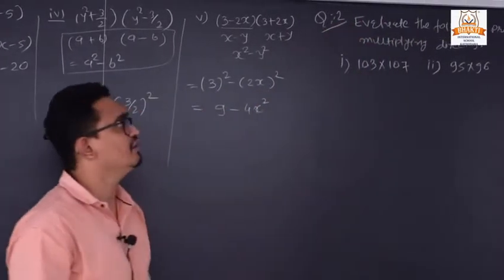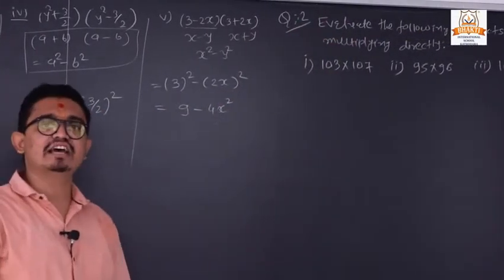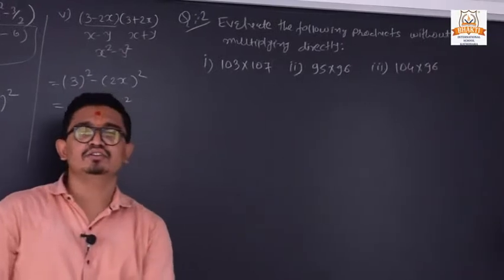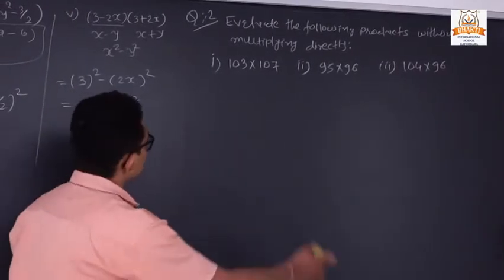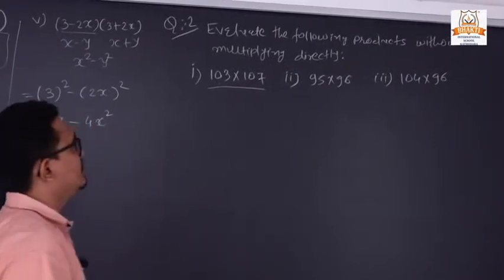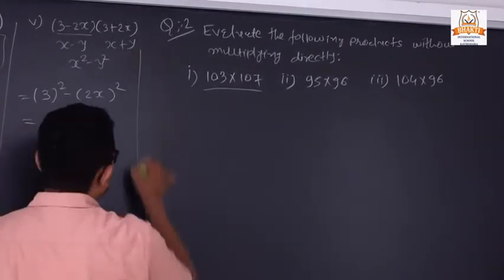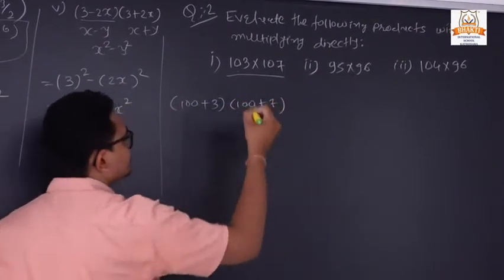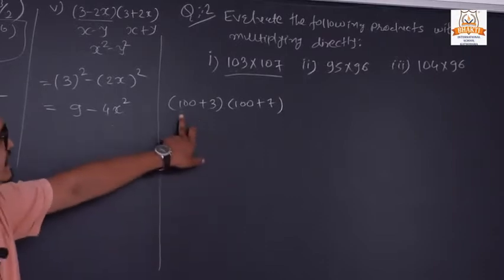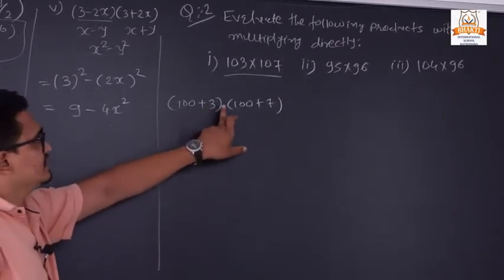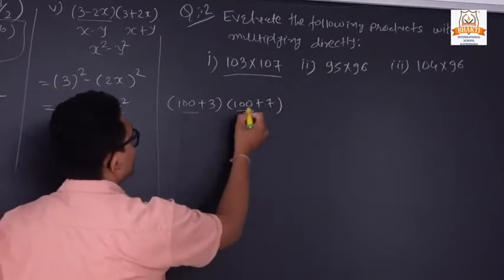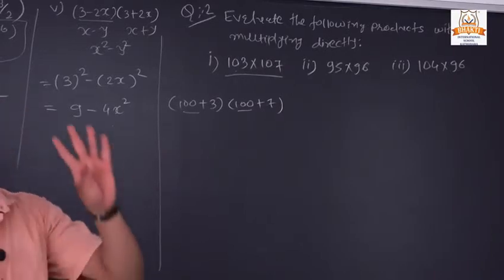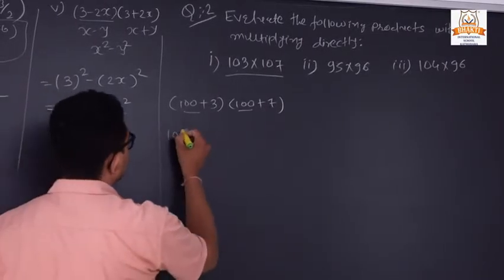Evaluate the following products without multiplying directly. So here we are not multiplying directly, but we are using identities. So how can we use identity in our sum? First of all see 103 into 107. We can write it as 100 plus 3 and 100 plus 7. So it is our identity number 4, (x plus a)(x plus b), because x is the same in both but a and b are different. So we are applying identity number 4.